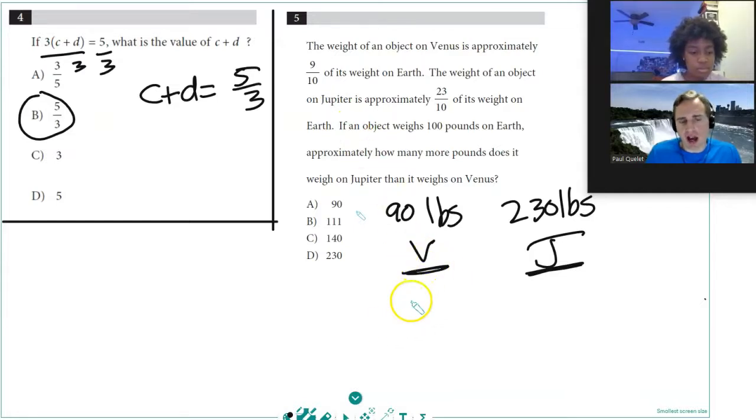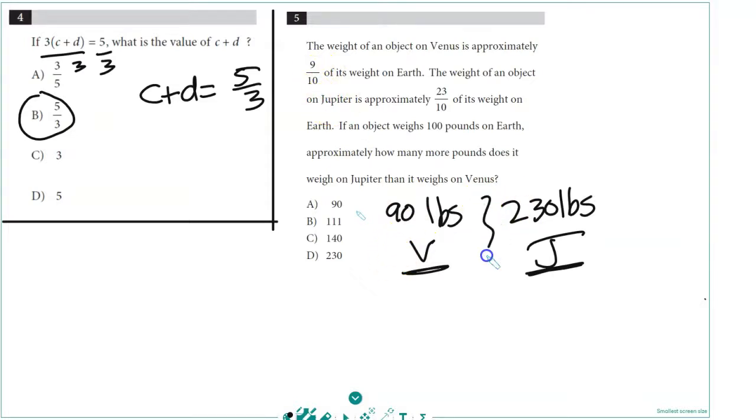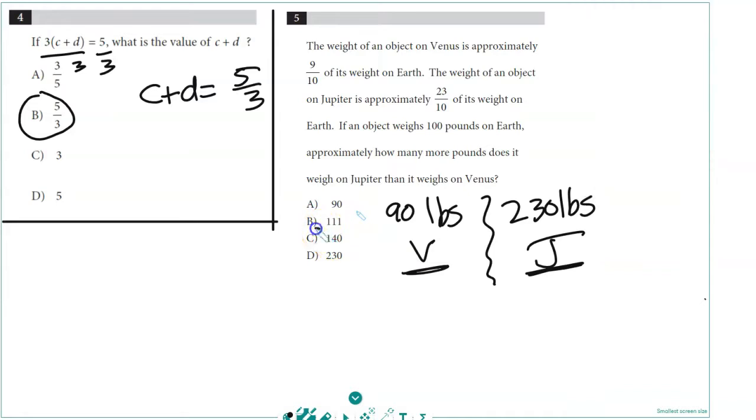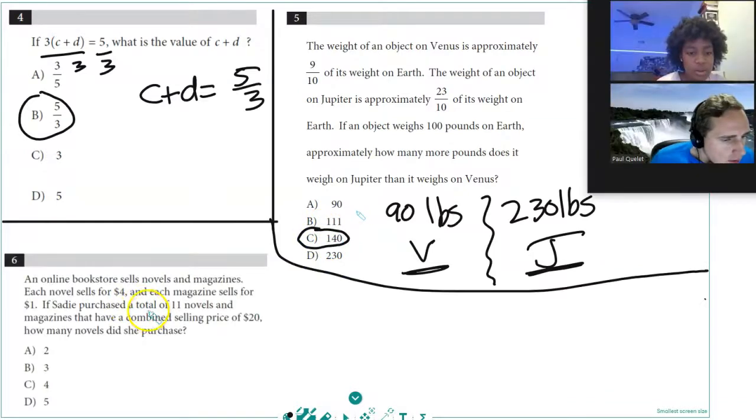So here's the deal. The object's weight on Venus should probably be 90 pounds, right? Because it's 100 pounds times 9/10. Okay, so then I was right. And then, yeah, so now you have 90, and then you have 230. And so then I'm pretty sure you would just subtract it. That's right. You would get 140. That's right.